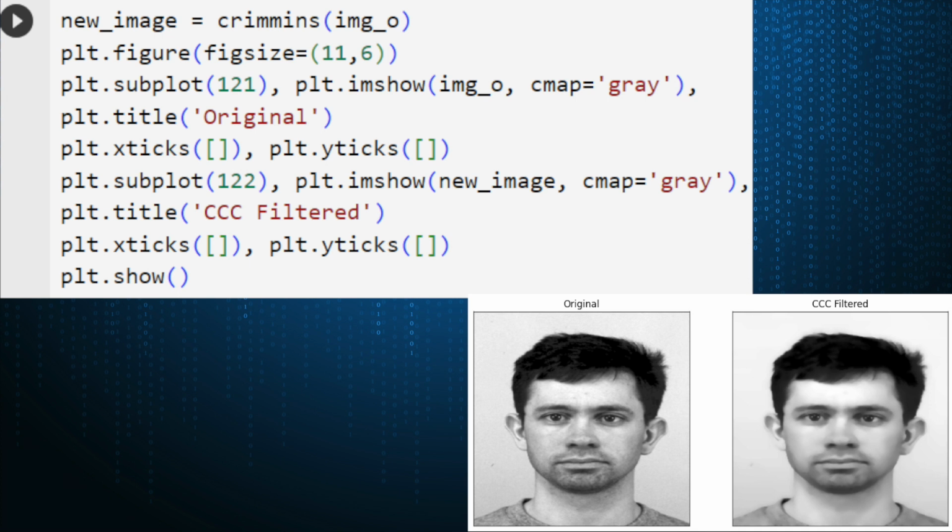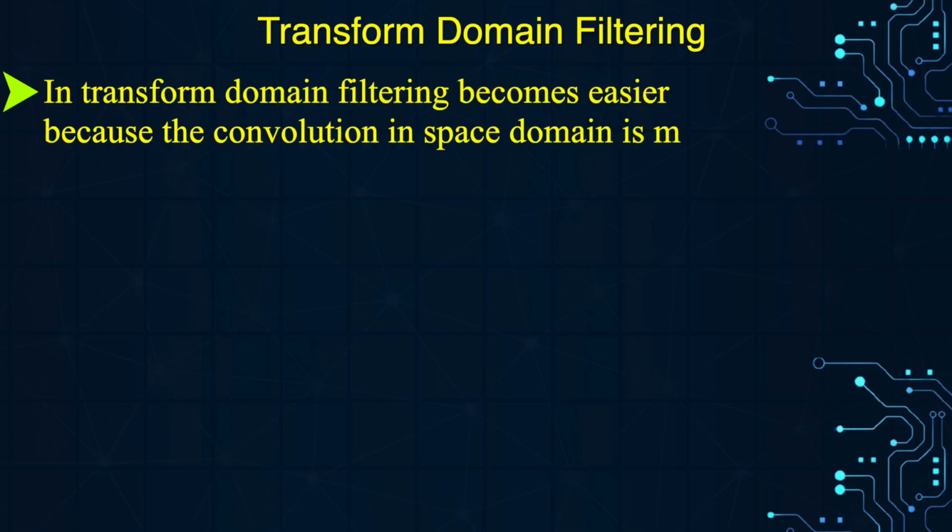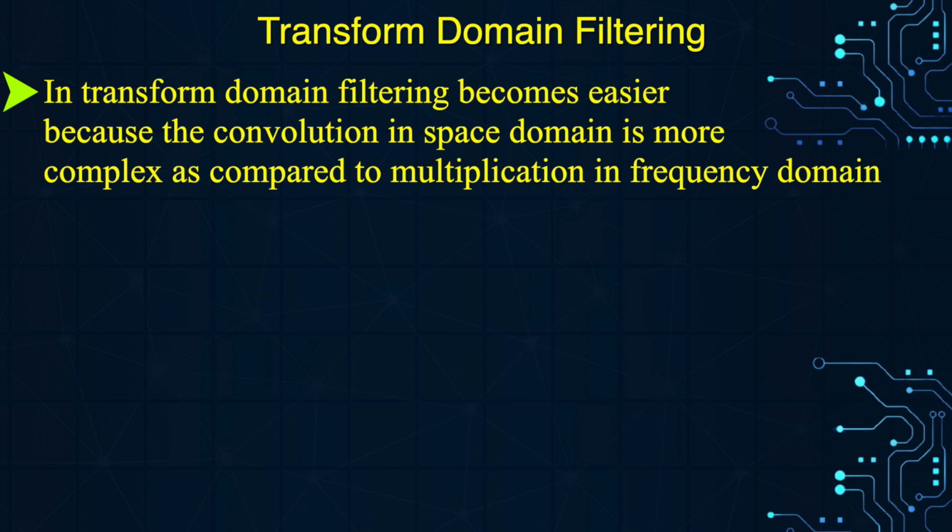See the result of this algorithm, this filter. The original image is on the left side and the filtered image is on the right side. You can see that there were many noisy pixels in the face of the person, and that is removed because of this filter. Now let us go to the transform domain.